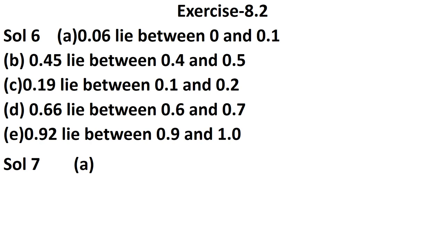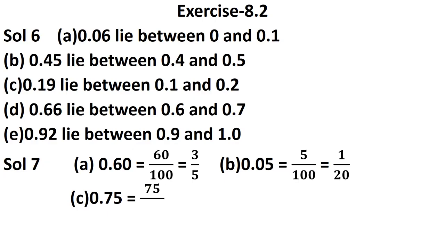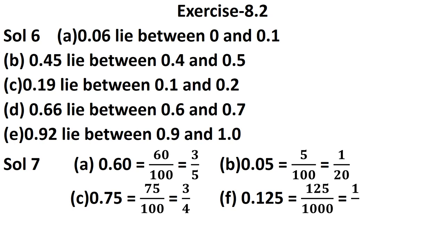Now see, question number 7 is write as fraction in lowest term. Same as we have done in exercise 8.1 also. First of all, we will convert decimal into fraction, and after that we will reduce it in lowest term by dividing numerator and denominator by the same number. I hope there is no problem to you in this.